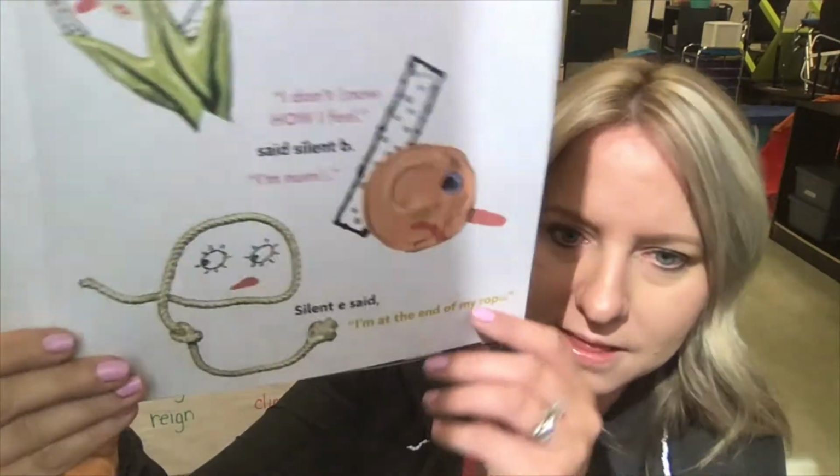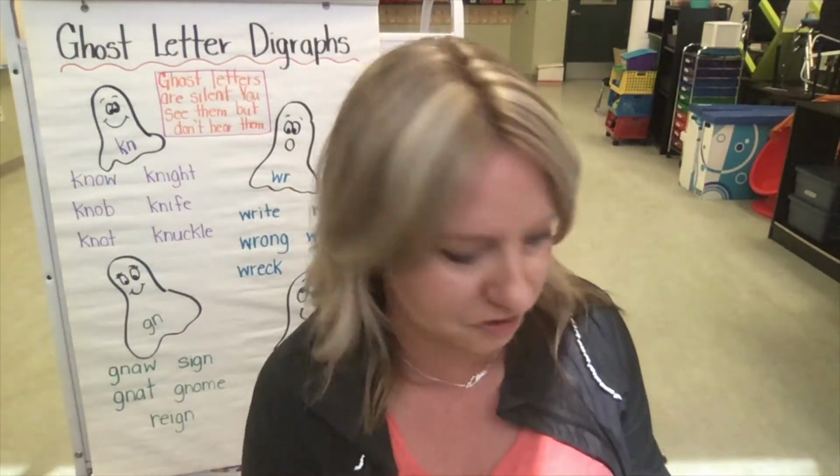Do you get it? E is at the end of rope. They're pretty funny letters too, aren't they?